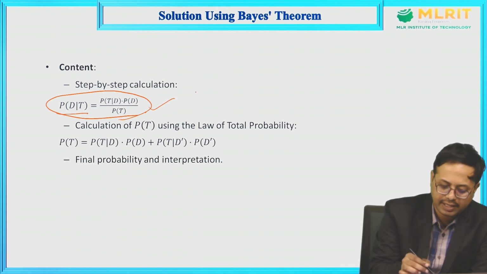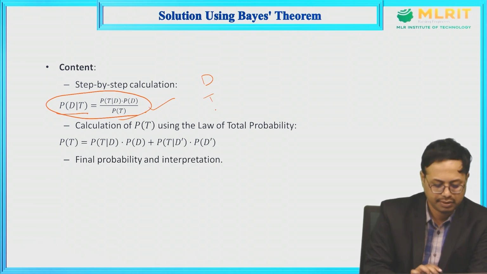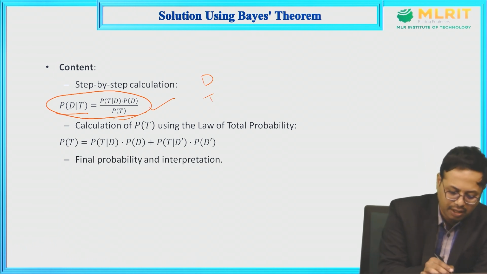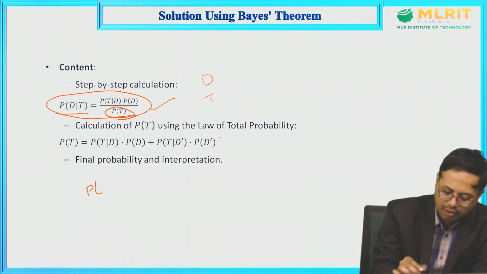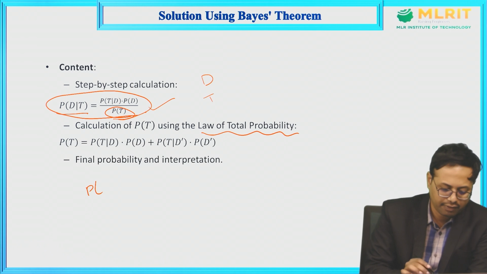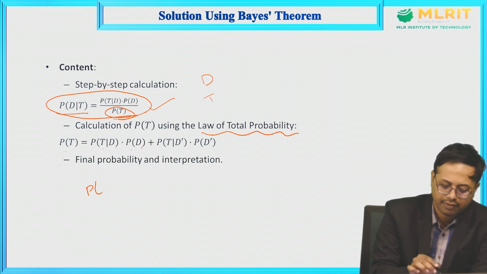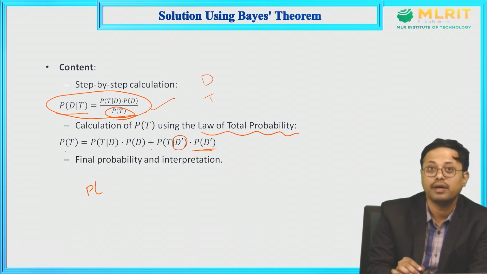First, initially you have to define the events: what is the disease, and what is the positive test. Next, calculation of P of T. P of T is calculated by using the total probability theorem. P of T is equal to P of T given D into P of D, plus P of T given not having the disease, into P of D dash.